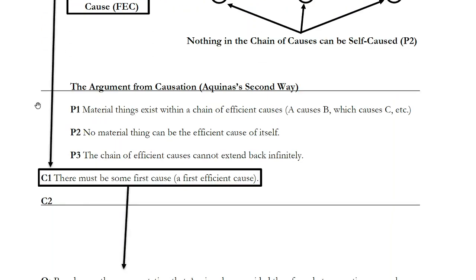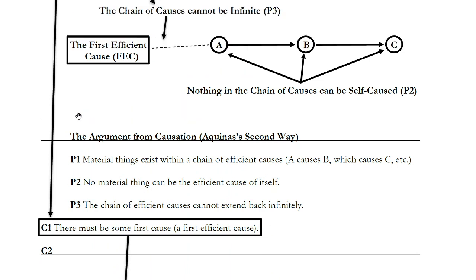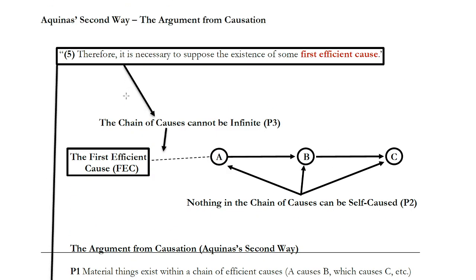Now, if you do accept those premises, let's just think first, where does that get us? So if you accept first that material things exist within a chain of efficient causes, nothing can cause itself, and this chain of efficient causes cannot extend back infinitely, if all those things are true, then he draws the conclusion that there must be some first cause, what we're going to call a first efficient cause. The idea is if you go back far enough, tracing back what caused A, what caused that, there must be some first cause. And we see that Aquinas says that here: therefore it's necessary to suppose the existence of some first efficient cause.